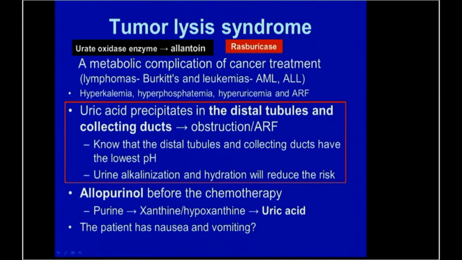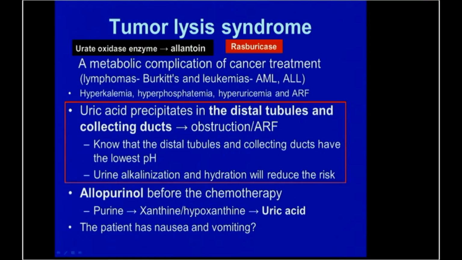Rasburicase is the enzyme that we don't have. And Croatian dogs don't have it. So give it to the patient because he has nausea and vomiting, and that can be given intramuscular or subcutaneous. So give it to the patient instead of the allopurinol. That's a good pharmacology question because they will ask you about the mechanism, and now we know what the mechanism is.